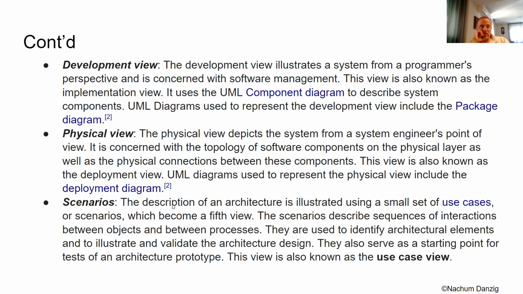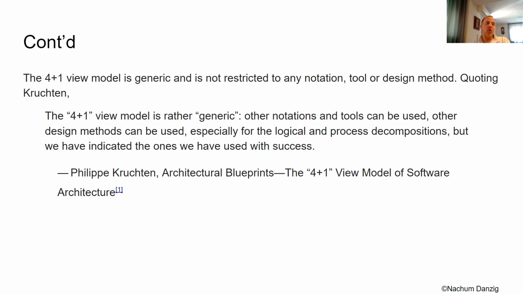Then you have scenarios. The description of the architecture is illustrated using a small set of use cases or scenarios, which become a fifth view. The scenarios, so that's our use cases, describe sequences or interactions between objects and processes. They are used to identify architectural elements to illustrate and validate architectural design. They also serve as a starting point for a test of architecture prototype. This view is also known as the use case view. So that's the most basic question: how do I view, or how do I use my system? The 4+1 view model is generic and is not restricted to any notation, tool, or design method. In other words, you don't have to use UML.